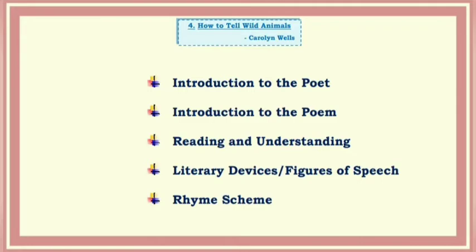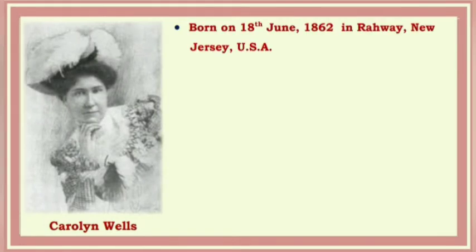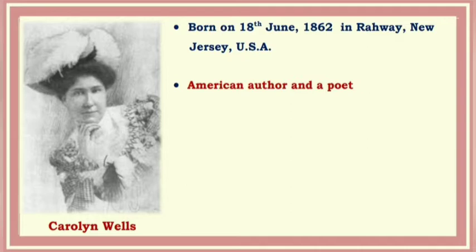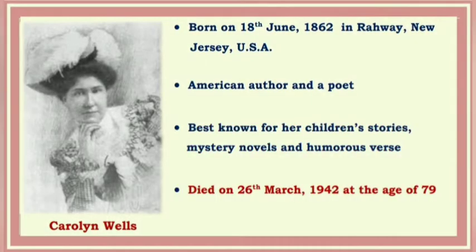First, let's begin with the introduction to the poet. Dear children, the poem How to Tell Wild Animals has been written by Carolyn Wells. Born on 18th June 1862 in Rahway, New Jersey in USA, she is a well-known American author and poet. She is best known for her children's stories, mystery novels, and humorous verse. A great author and poet, she died on 26th March 1942 at the age of 79.